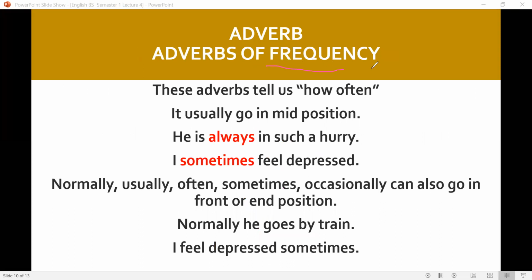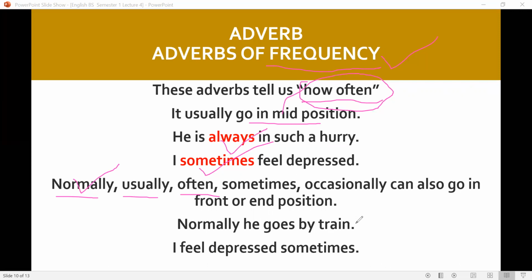Adverbs of frequency. Frequency means how many times something happens. How often do you do something? It usually goes in mid position. He is always in such a hurry. I sometimes feel depressed. Normally, usually, often, sometimes, occasionally can also go in front or end position. These are the adverbs of frequency. They tell us how often something happens or how often you do something.